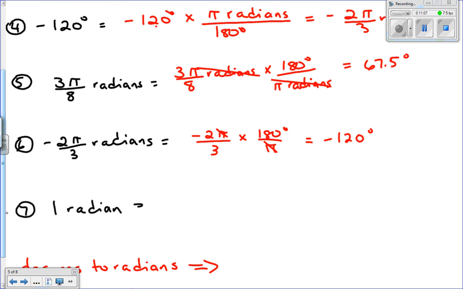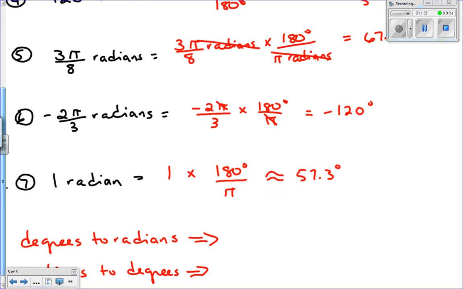I've got 1 radian. So let's see how many degrees 1 radian is equal to. And we're going to use our calculators for this and give an approximate answer, but I'll have 1 radian times 180 degrees over pi. So I'll just do 1 times 180 divided by pi, and I get approximately 57.3 degrees.